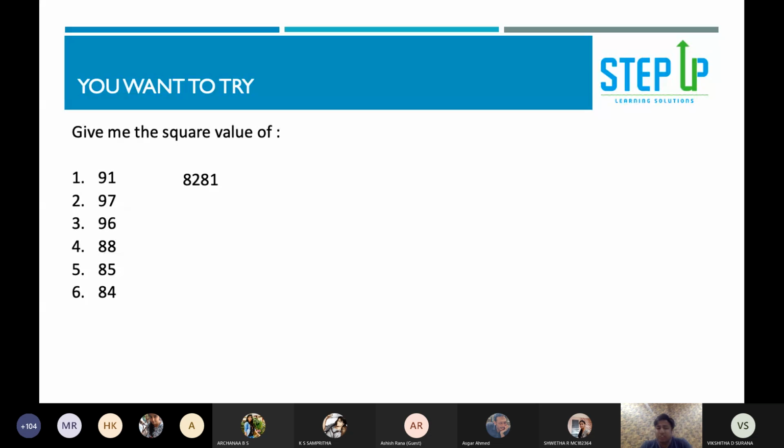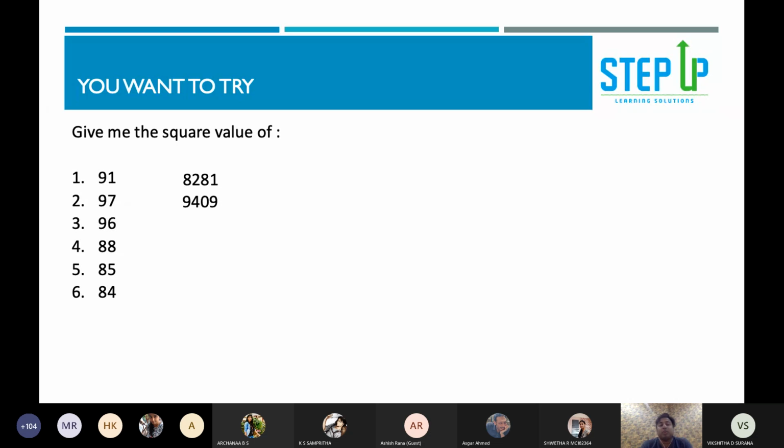Fast. 97 is too quick. Give me the answer without using pen. 9409. Is it correct or wrong? Correct, sir. 97 is how much less than 100? 3. 97 minus 3 is 94. 3 into 3 is 09. Your answer is 9409.